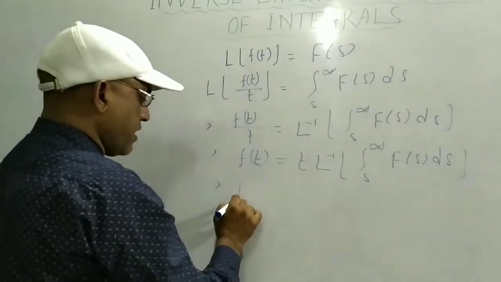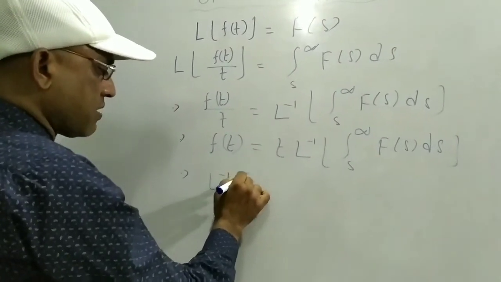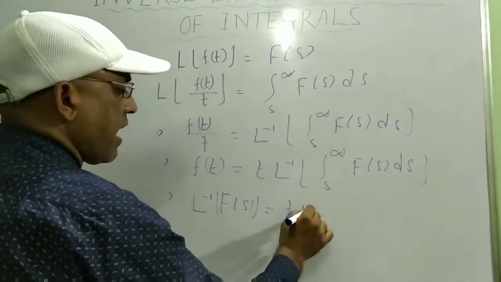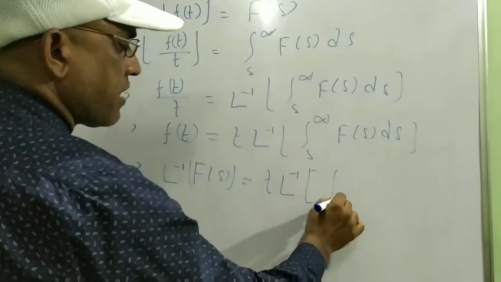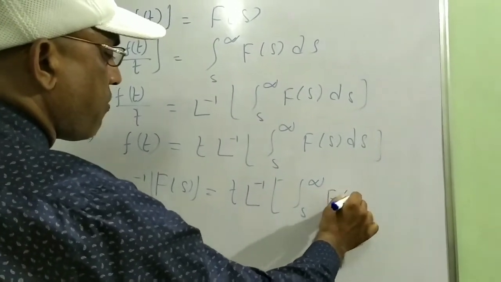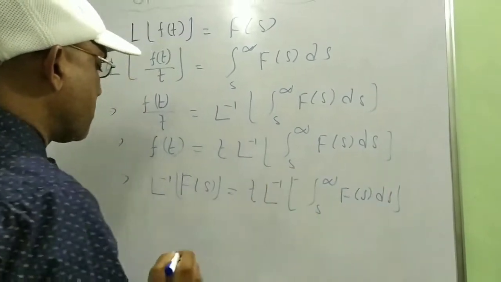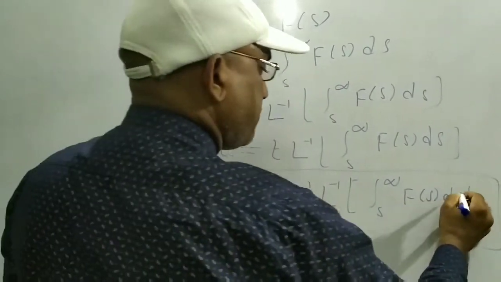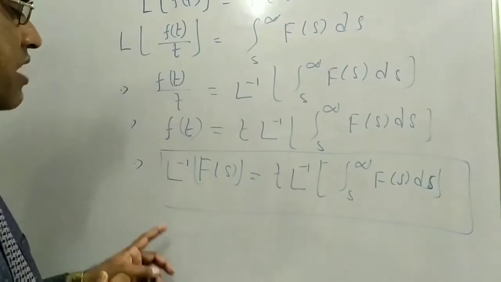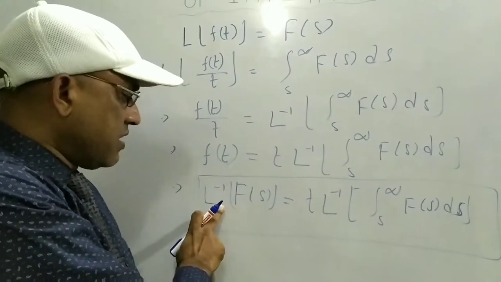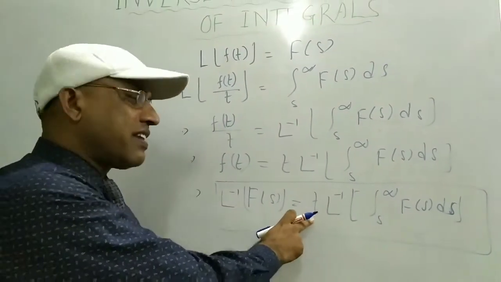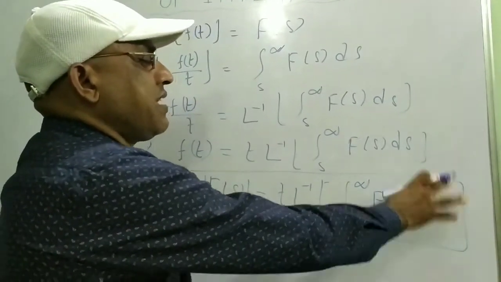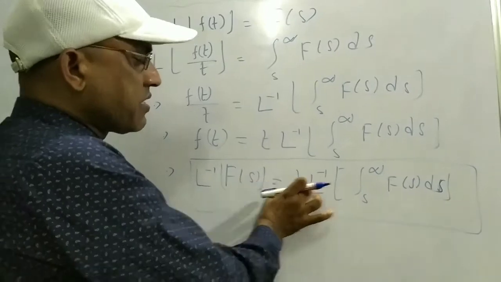Now f(t) means L of f(t) equals F(s), so f(t) equals L inverse F(s). So this can be written as L inverse F(s) equals t L inverse of the integral from s to infinity of F(s) ds. So dear students, this is a formula, the formula of inverse Laplace transform of integrals. So this is our formula, L inverse F(s) equal to this.